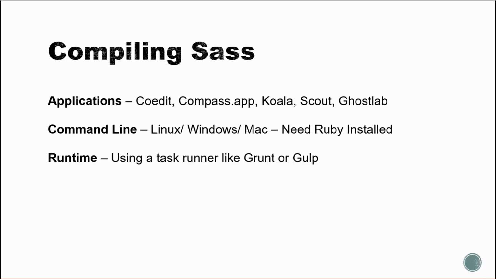We can also use the command line. We can use it on Linux, Windows, and Mac. You do need Ruby installed for that. And then we can also have it compile at runtime using a task runner like Grunt or Gulp. We're going to get into those in the next section. We're not going to do that just yet, but we will be doing it later on in the course. So that's going to do it for our introduction to Sass. In the next video, I'm going to show you how to set up a compiler, and we'll go from there.